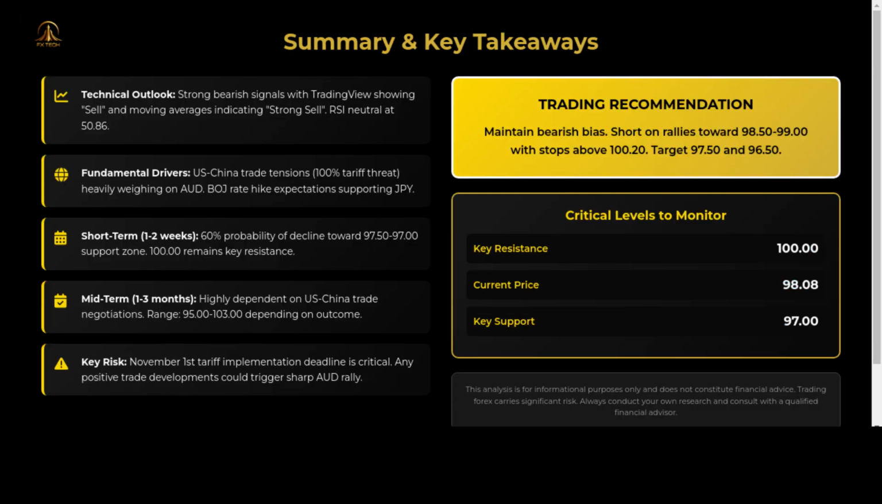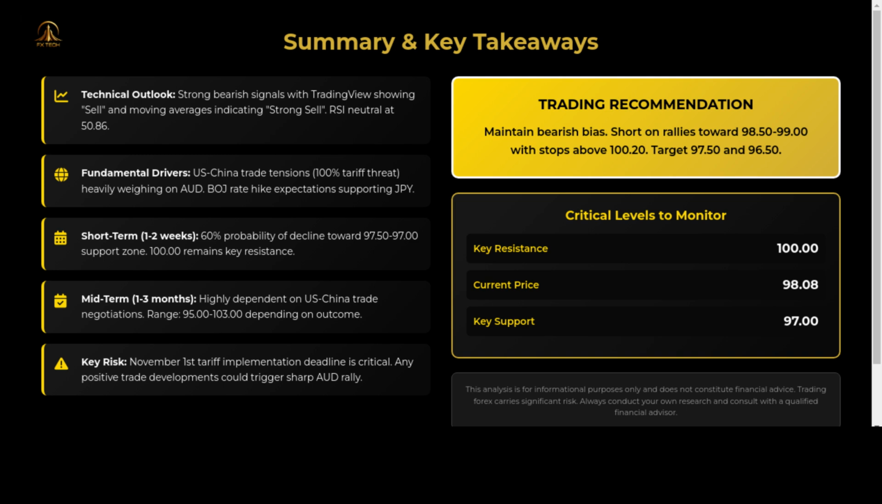Let's summarize the key points. Technically, we have strong bearish signals with TradingView showing sell and moving averages indicating strong sell, though RSI remains neutral at 50.86. Fundamentally, US-China trade tensions with the 100% tariff threat are heavily weighing on AUD, while BOJ rate hike expectations support JPY. Short-term, we see a 60% probability of decline toward 97.50 to 97.00, with 100.00 remaining key resistance.